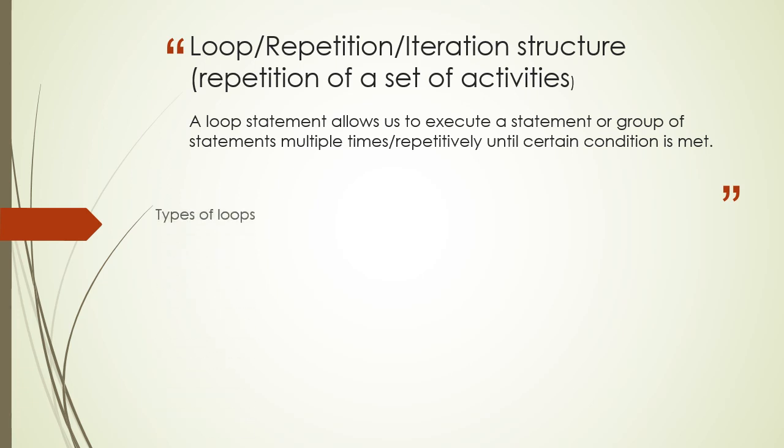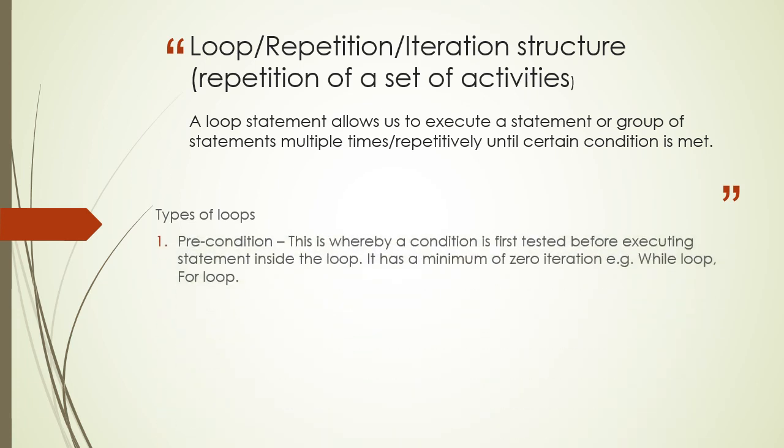We use two types of loops. One being the precondition. This is whereby a condition is first tested before executing statements inside the loop. You have to test the condition before you execute any statement. It has a minimum of 0 iterations, e.g. you'll use the while loop and for loop.